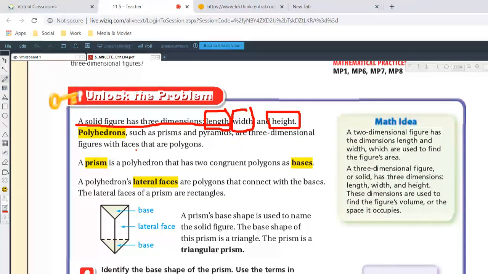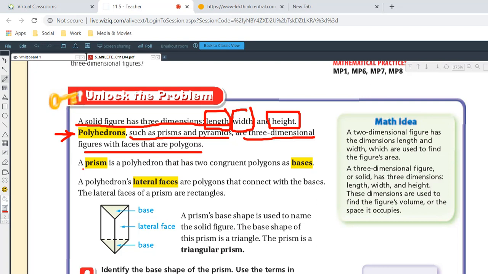We have two main types of three-dimensional figures. The first type is polyhedrons. Polyhedrons, such as prisms and pyramids, are three-dimensional figures with faces that are polygons. So we have two types of polyhedrons, which are prisms and pyramids. What are the differences between pyramids and prisms?